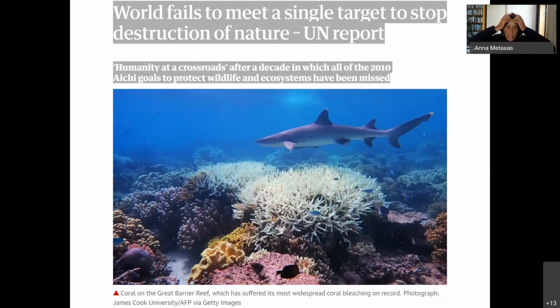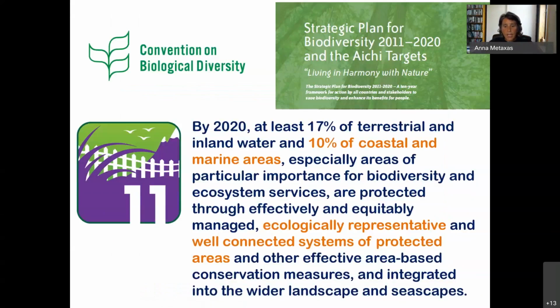So let's focus on this Target 11. This is the one that has to do with protected areas. According to this target, by 2020, which is about to elapse in 2 months, at least 17% of terrestrial and inland water and 10% of coastal and marine areas, especially areas of particular importance for biodiversity and ecosystem services, are protected through effectively managed, equitably managed, ecologically representative, and well-connected systems of protected areas.